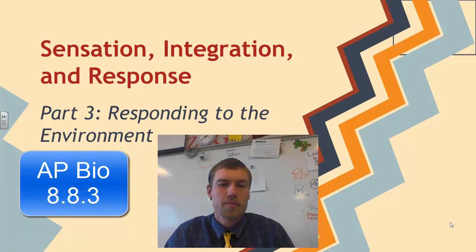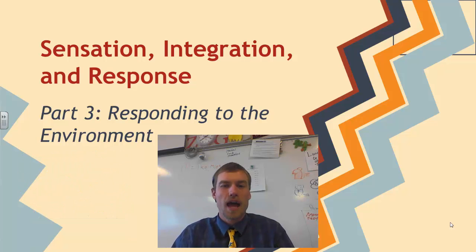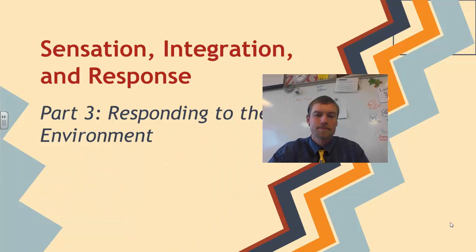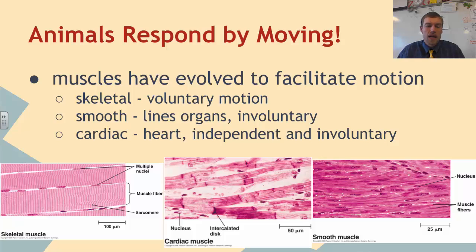Today we're going to be finishing up our look at the nervous system with how animals respond. So, animals are in general going to be responding by moving. We have muscles that have evolved to facilitate motion. These are another one of those things like nervous cells that are unique to animals. There are three different types of muscles.